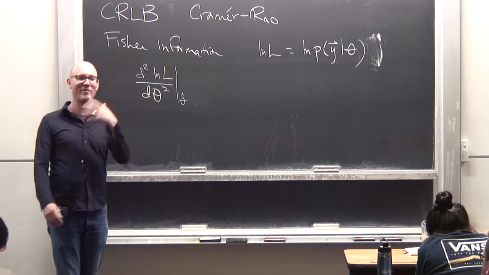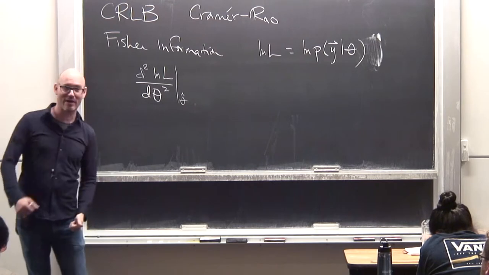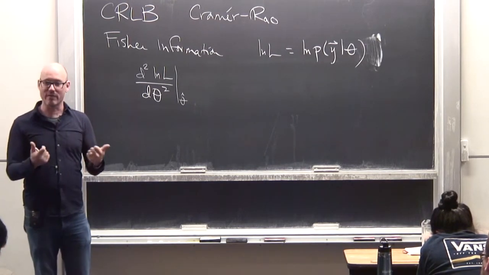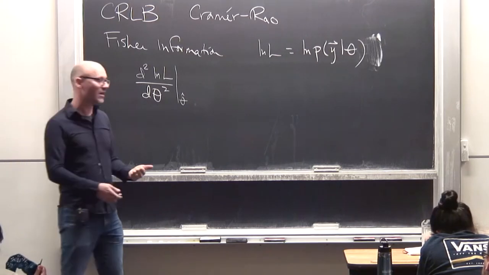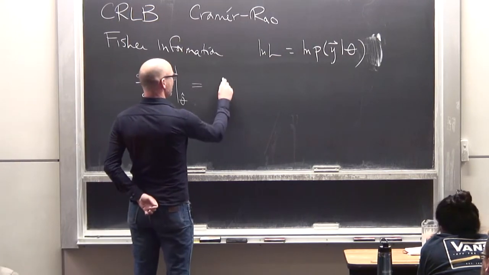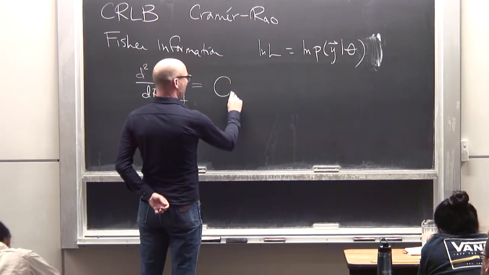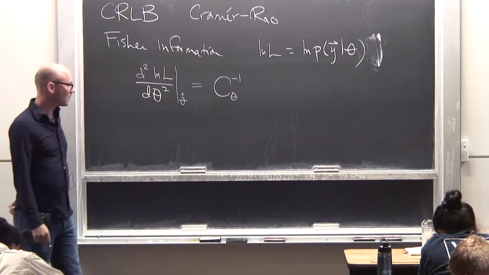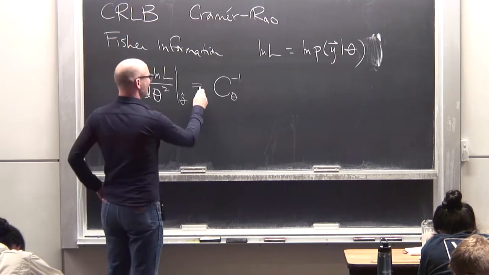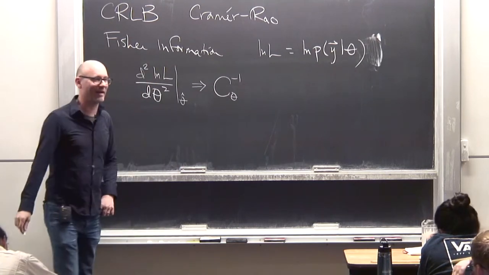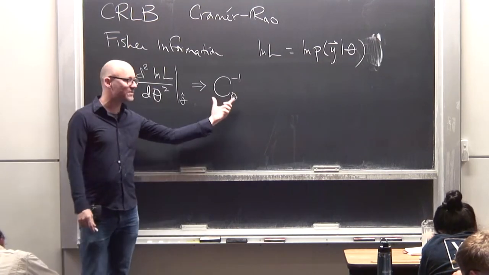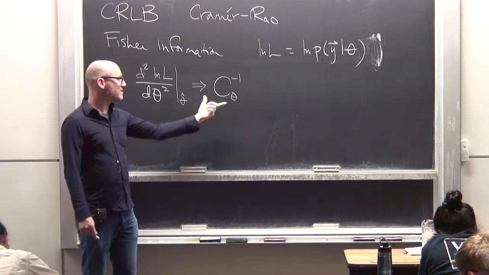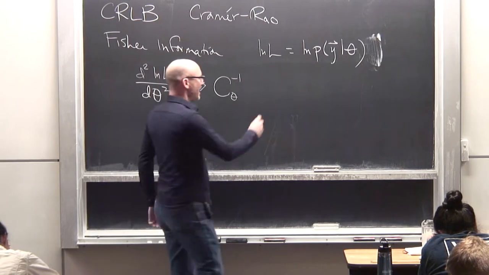Does that sound familiar? 1 over parameter squared, tensor. That would be an inverse variance matrix. So this is like a covariance matrix for the theta parameters, inverse. I might put an arrow on that because this thing produces something that has the units of an inverse covariance matrix.